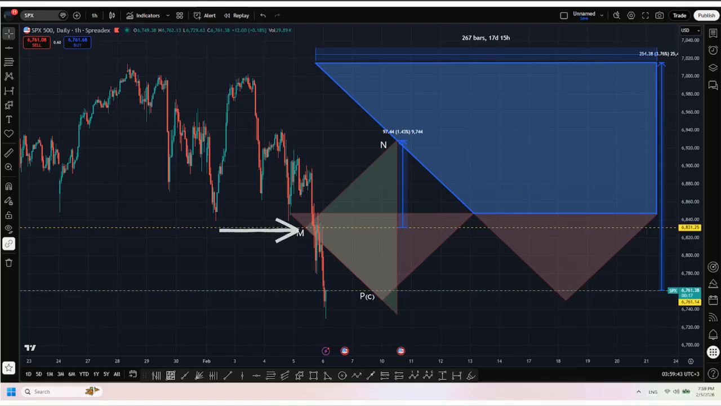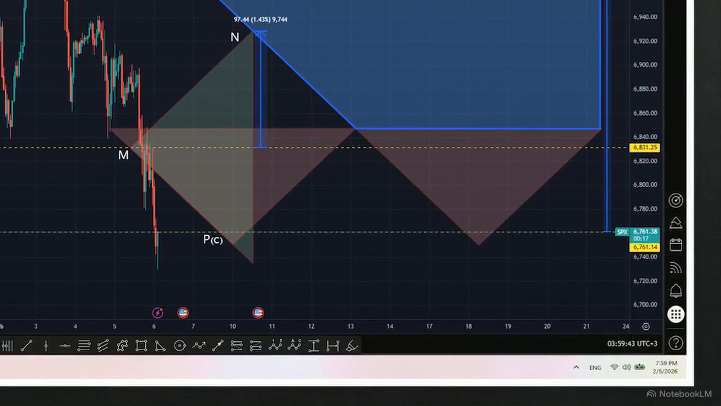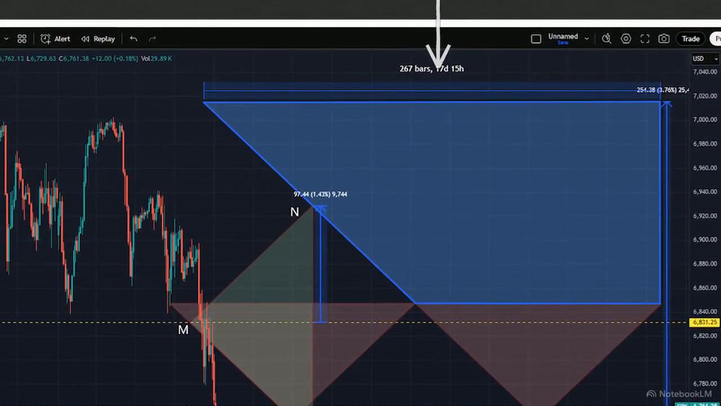Phase 1 establishes the primary entry coordinate at level M, recorded at $6,831.25. The secondary entry coordinate is defined at level PC, recorded at $6,761.14. The calculated mean entry price for these coordinates is $6,796.19. The predefined temporal boundary, marked as the trapezoid time duration, is locked at 18 days.